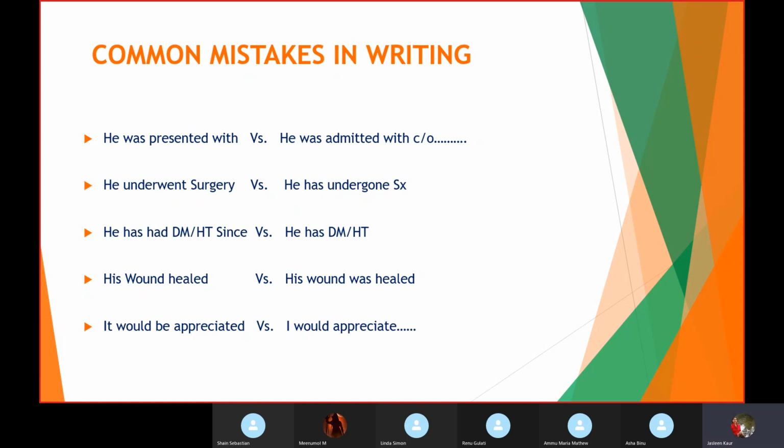Now, third: he has had diabetes mellitus and hypertension since, and he has DM or HT. Which one is correct? First one. First one, okay. His wound healed and his wound was healed. Was healed, ma'am, correct, I think.